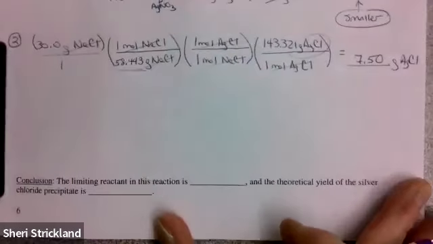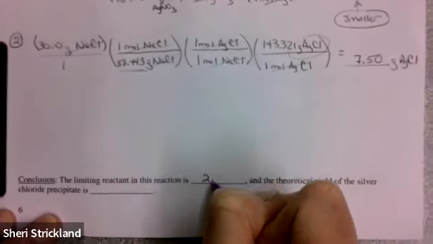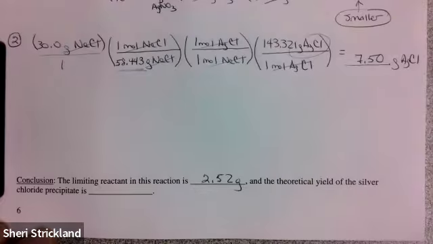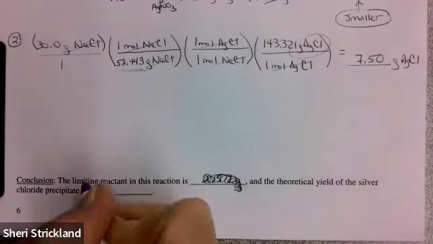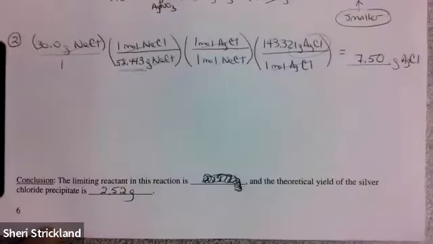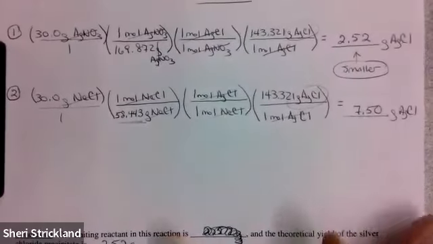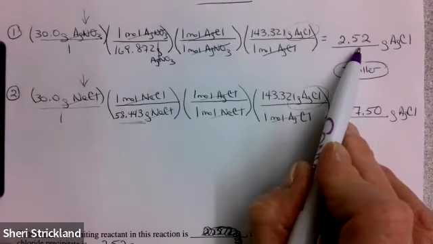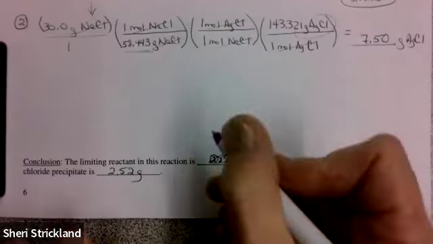So if we come on down here, the theoretical yield is 2.52 grams. I'm sorry, I put it in the wrong place. Theoretical yield of silver chloride precipitate is 2.52 grams. And the reactant that made that happen, you got to choose this or that, right? So the reactant that produced that much silver chloride is the limiting reactant because it will run out first.